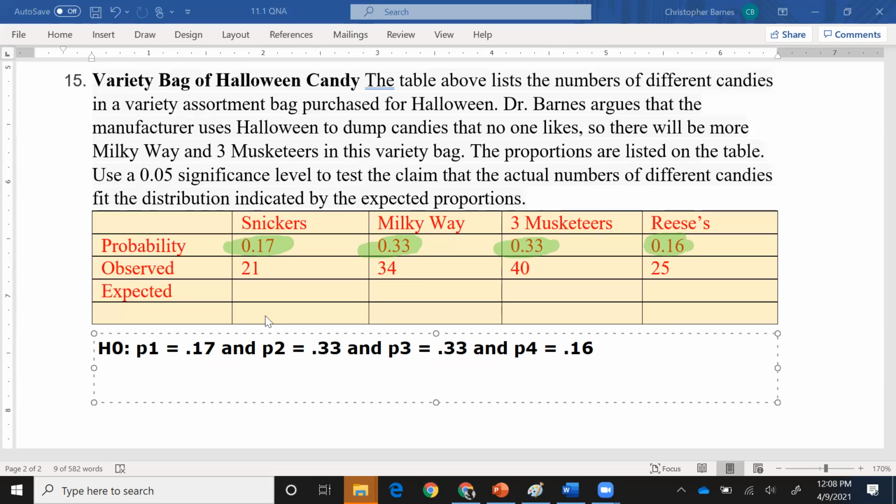You got it. And it's really just looking at those probabilities. That's what we're predicting, because Dr. Barnes argues that we're trying to dump these candies that nobody likes. I hope nobody likes Milky Way or Three Musketeers. They're nasty to me. But we're dumping them.